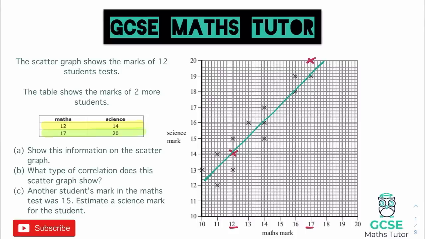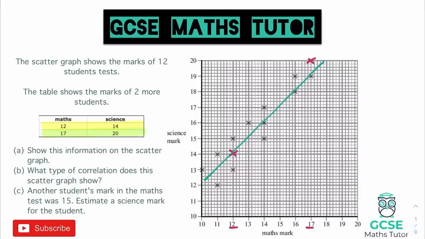Now we can have a look at part B. And it says, what type of correlation does this scatter graph show? Now there are three types of correlation really. We have a positive correlation, we have a negative correlation, and our third one would be no correlation. And it's quite unlikely that you'd be asked a question on a no correlation scatter graph, as there's not really much that you can do with them. But we will be focusing only on positive and negative correlations in this video.